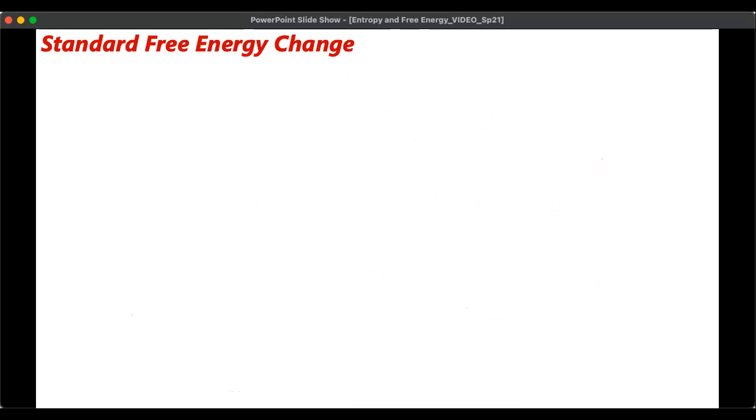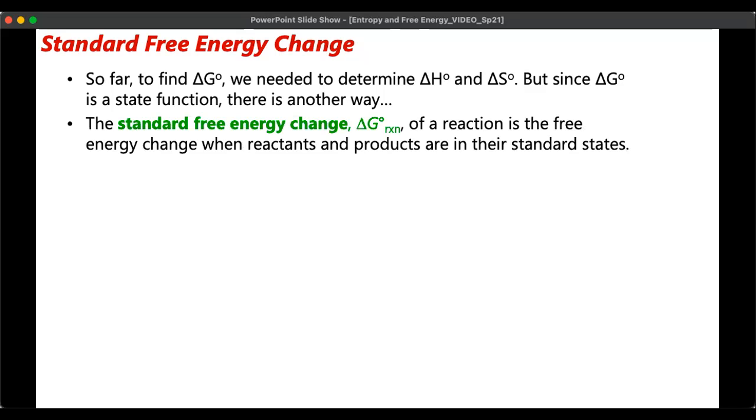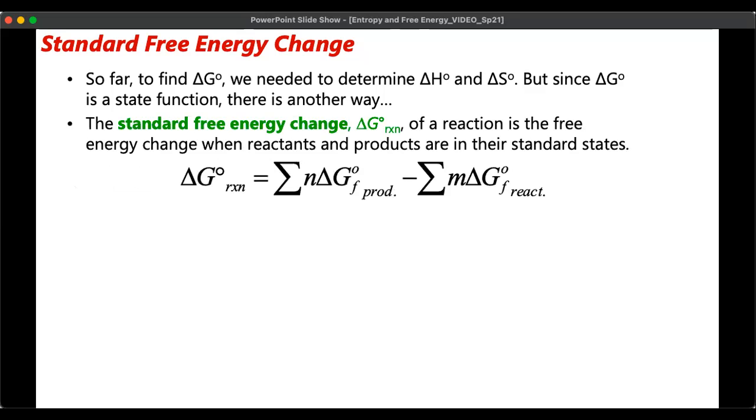So let's think about standard free energy change so far. To find our delta G naught, we need to determine delta H and delta S, but delta G is a state function, so there's another way. The standard free energy change, delta G naught of reaction, is the free energy change when reactants or products are in their standard states. And we can use a Hess's law like calculation again using delta G of formation.